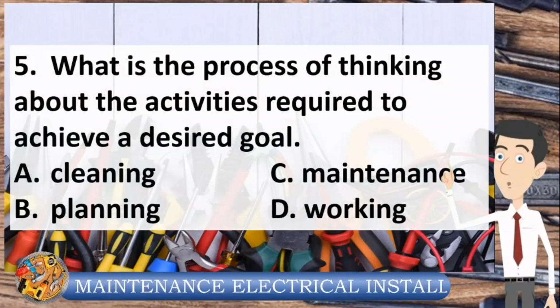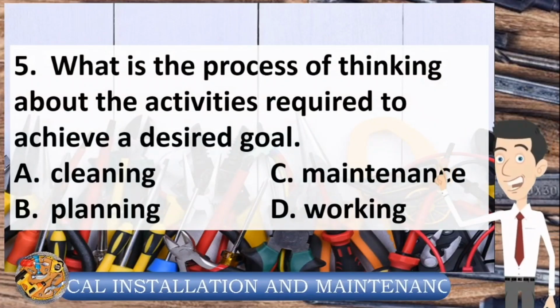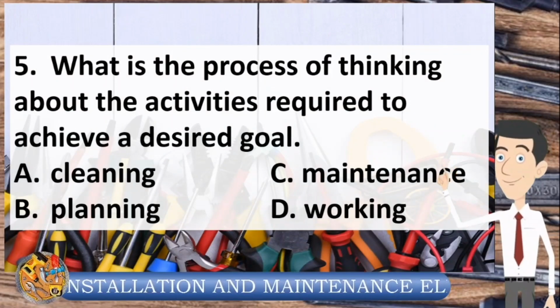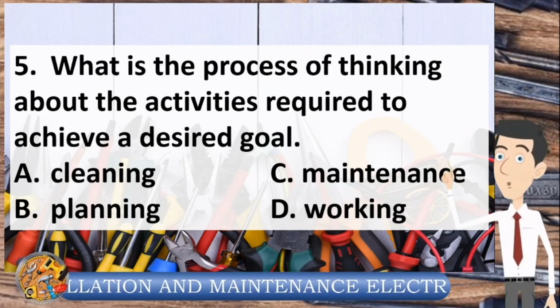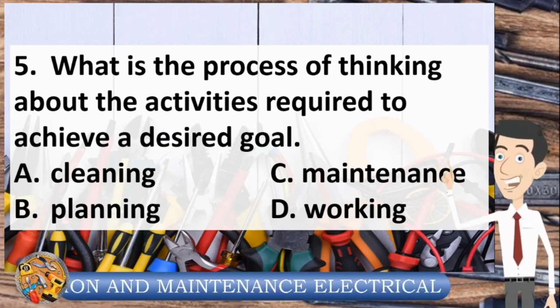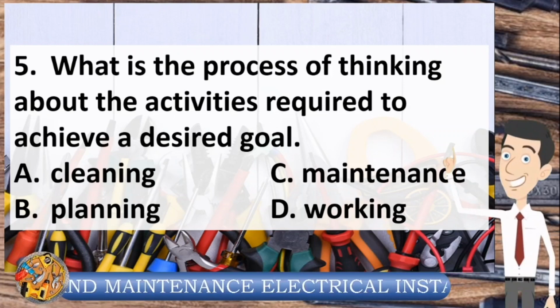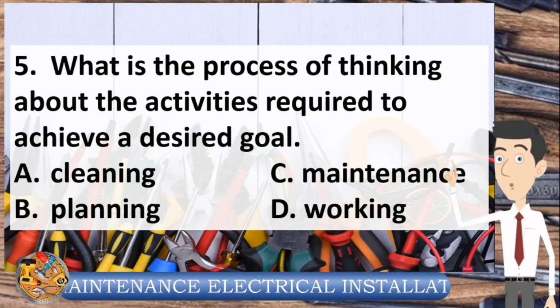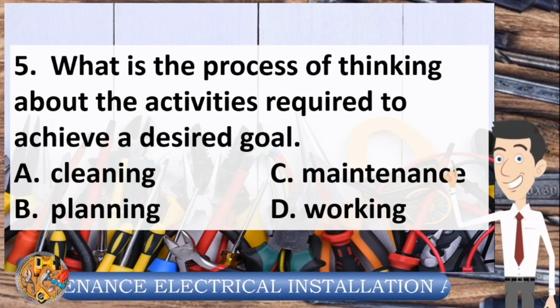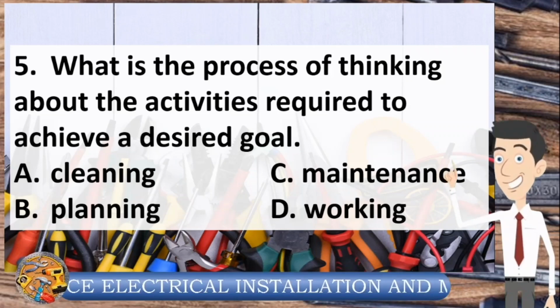And for the last question, number 5, what is the process of thinking about the activities required to achieve a desired goal? Letter A, cleaning. Letter B, planning. Letter C, maintenance. Letter D, working.